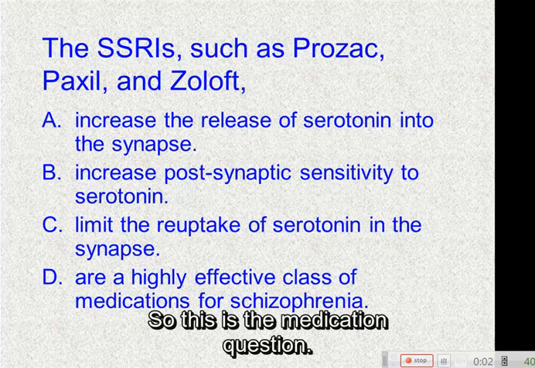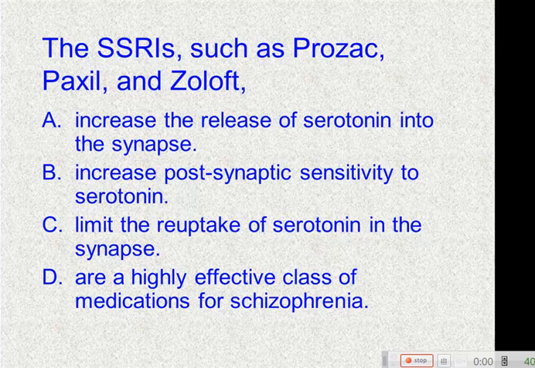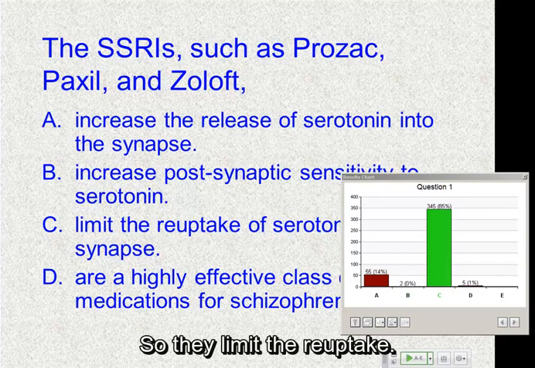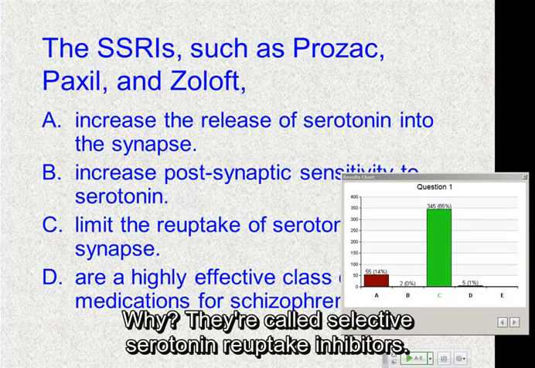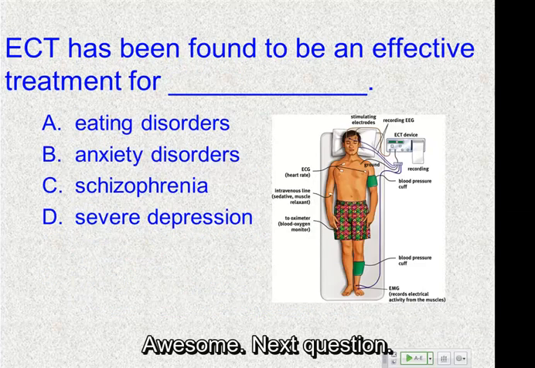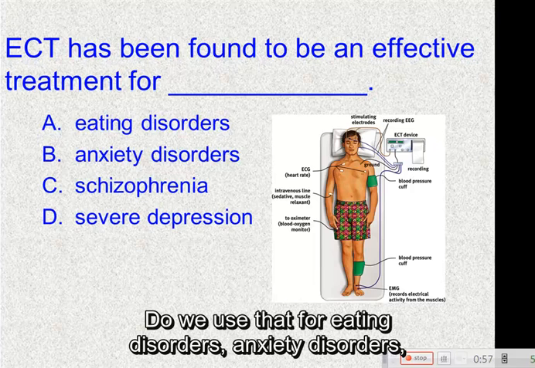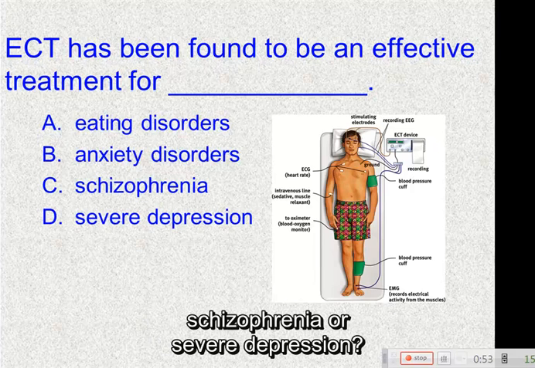All right, so this is the medication question. Did you get that? Yes, you did. Very good. So they limit the reuptake. Why? They're called selective serotonin reuptake inhibitors. Awesome. Next question. ECT is found to be an effective treatment for what? Do we use that for eating disorders, anxiety disorders, schizophrenia, or severe depression?